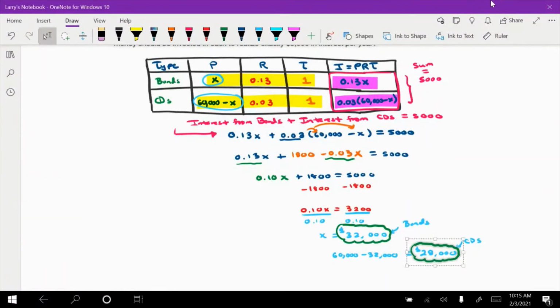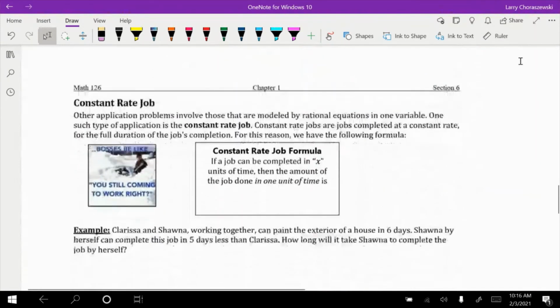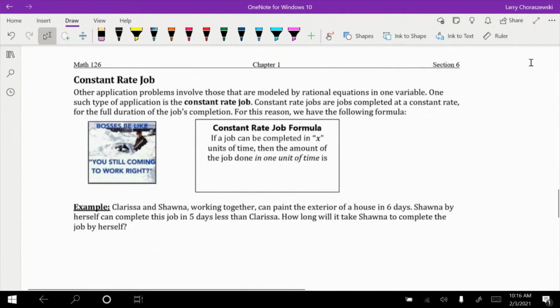All right, folks, let's go ahead and wrap up section 1.6 with the last type of application problem I'd like to spotlight from that section. It's known as the constant rate job. And as you'll see, a constant rate job can be modeled by using a rational equation. And the reason for that is because of a formula that I'll be presenting to you folks in just a second. So applications that involve these constant rate jobs will typically lend themselves to rational equations.